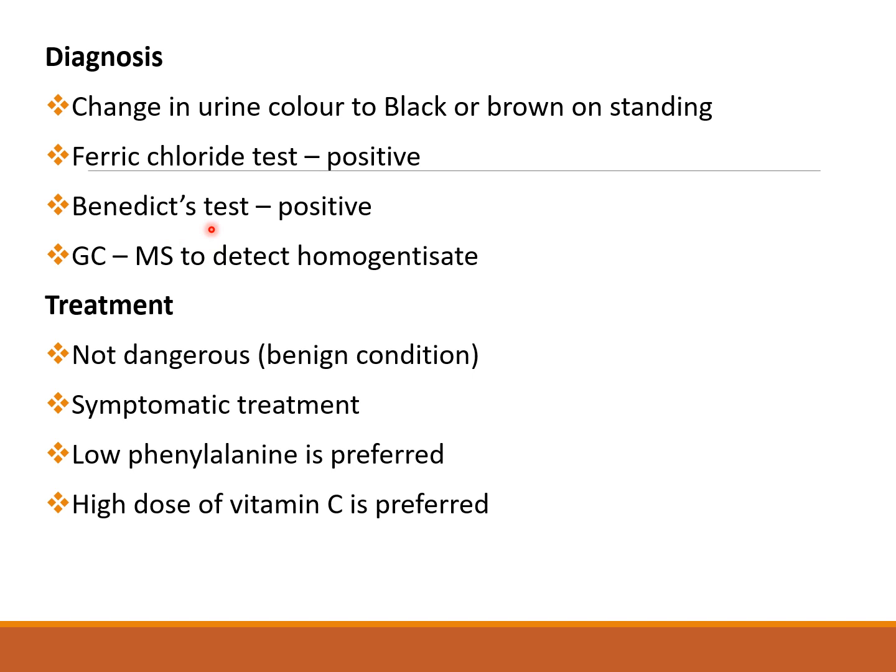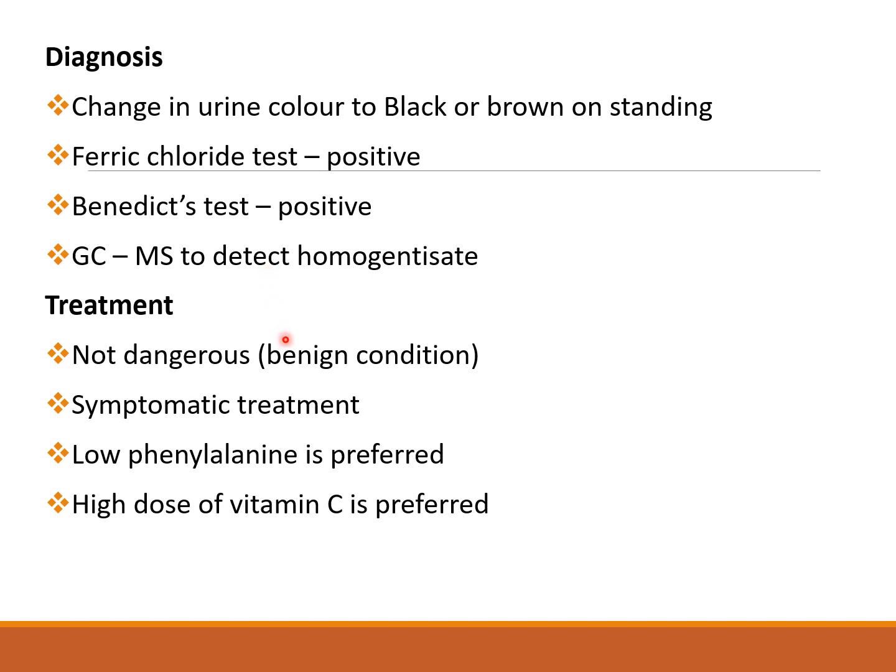But do remember, if urine is tested with a dipstick of enzyme coated with glucose oxidase, it gives a negative result. So this is one thing you should remember. Even though Benedict's has come positive, your glucose oxidase test will be negative, because homogentisic acid is not catalyzed by glucose oxidase, because glucose oxidase is very specific for glucose. Apart from that, we can use gas chromatography, mass spectrometry to detect homogentisic acid.